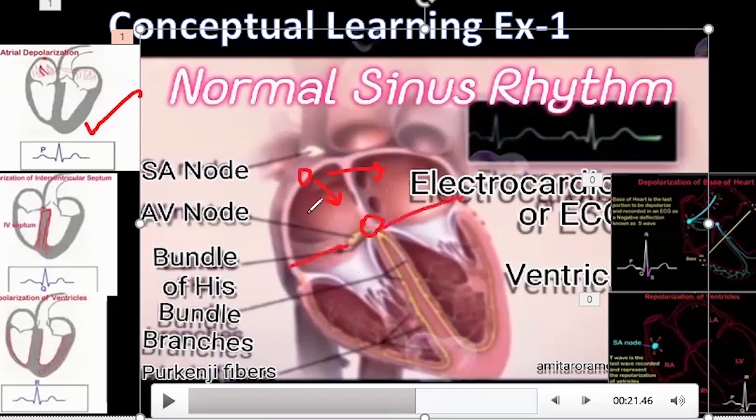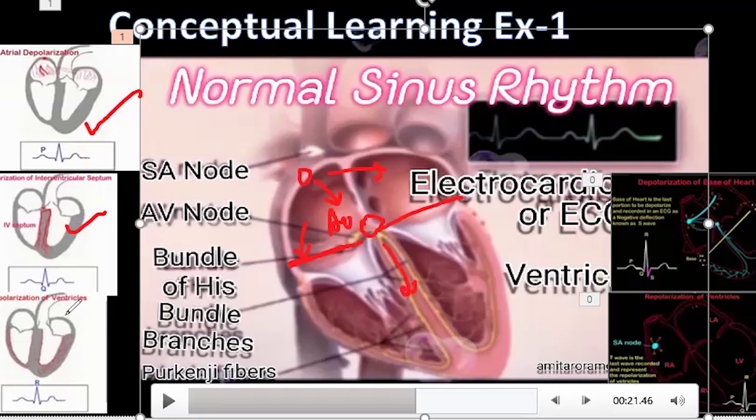Here you must know that the impulse cannot pass directly from the atria to the ventricle because there is an insulating sheath known as the annulus fibrosus, and this prevents the impulse from jumping directly from the atria to the ventricle, and the impulse has to pass through the AV node. This AV node produces a hindrance, a kind of resistance to the flow of impulse, and this is important for ventricular filling.